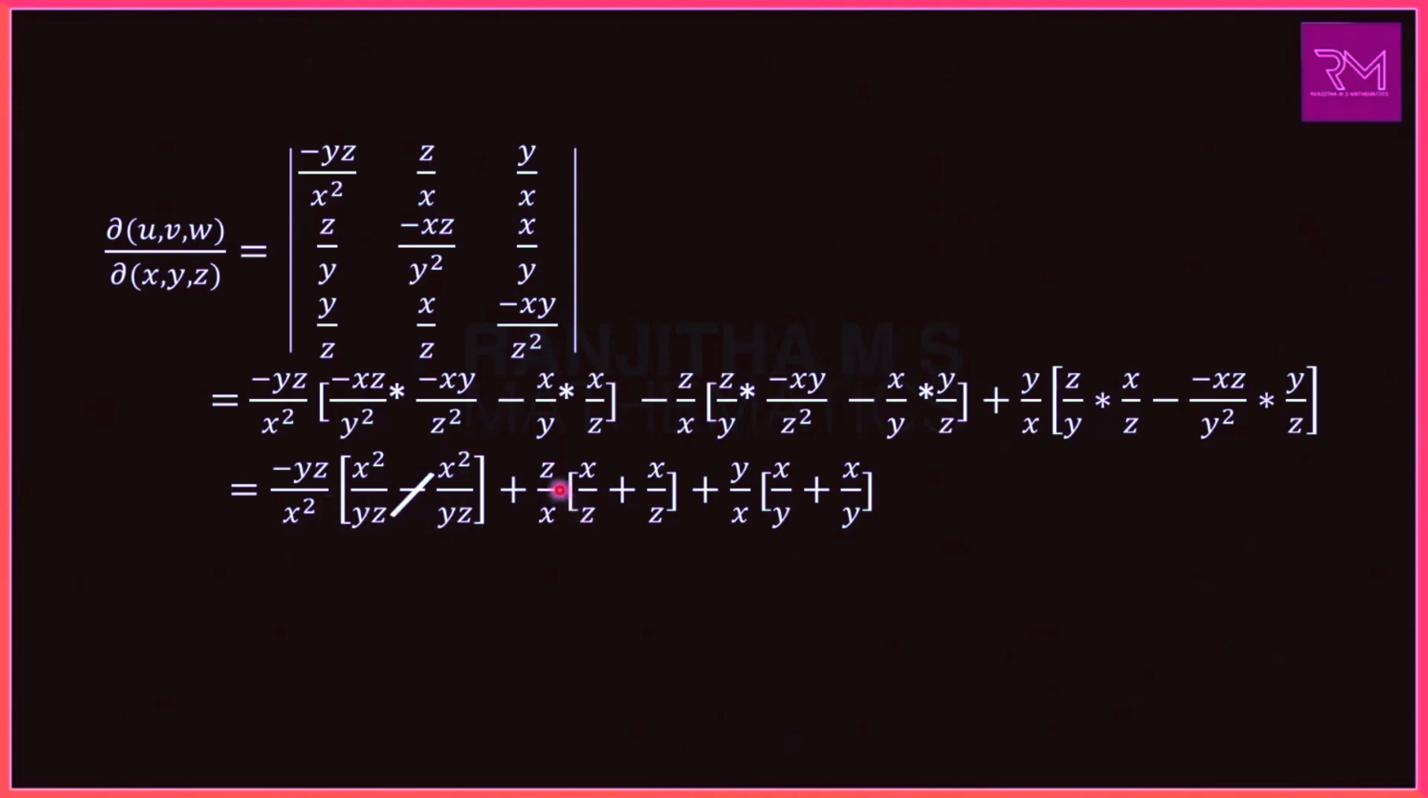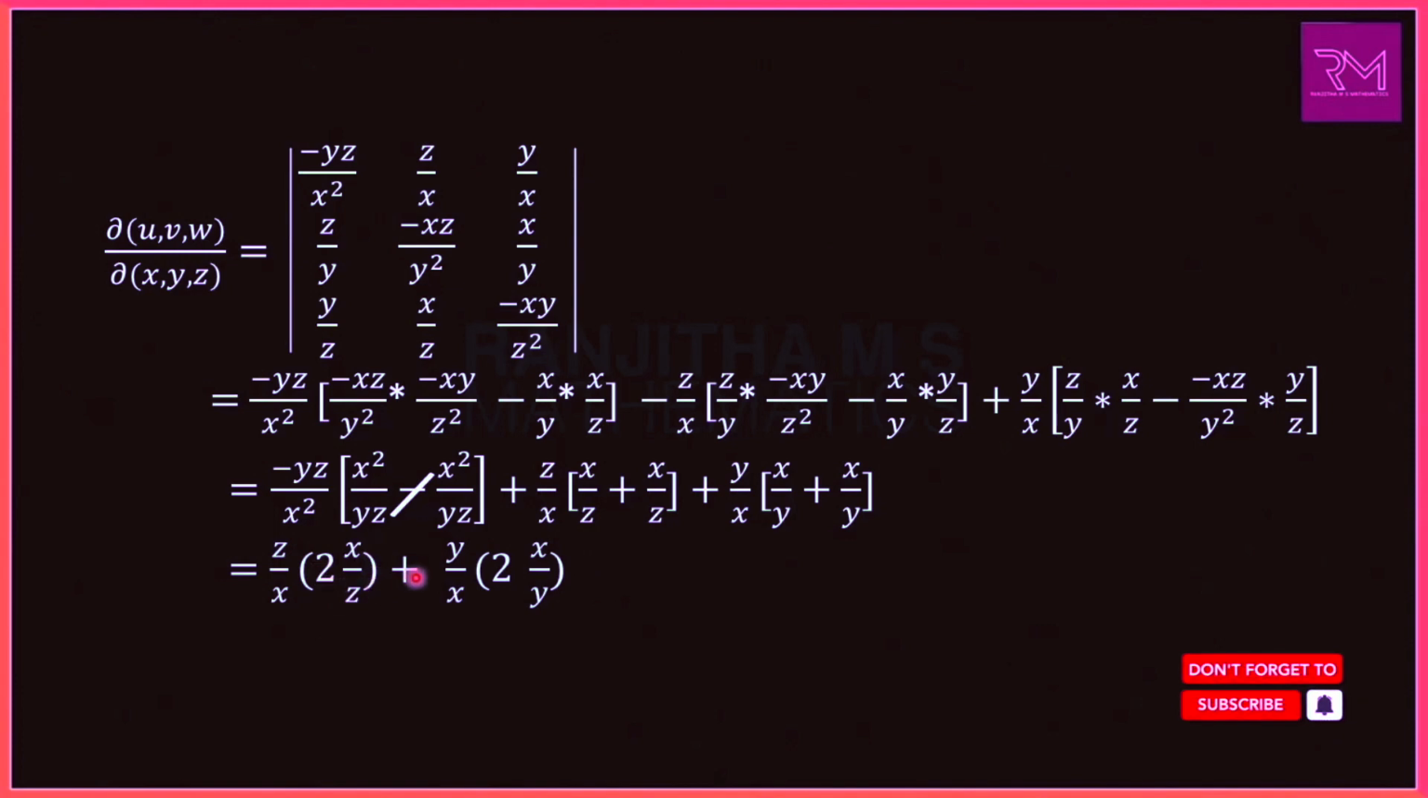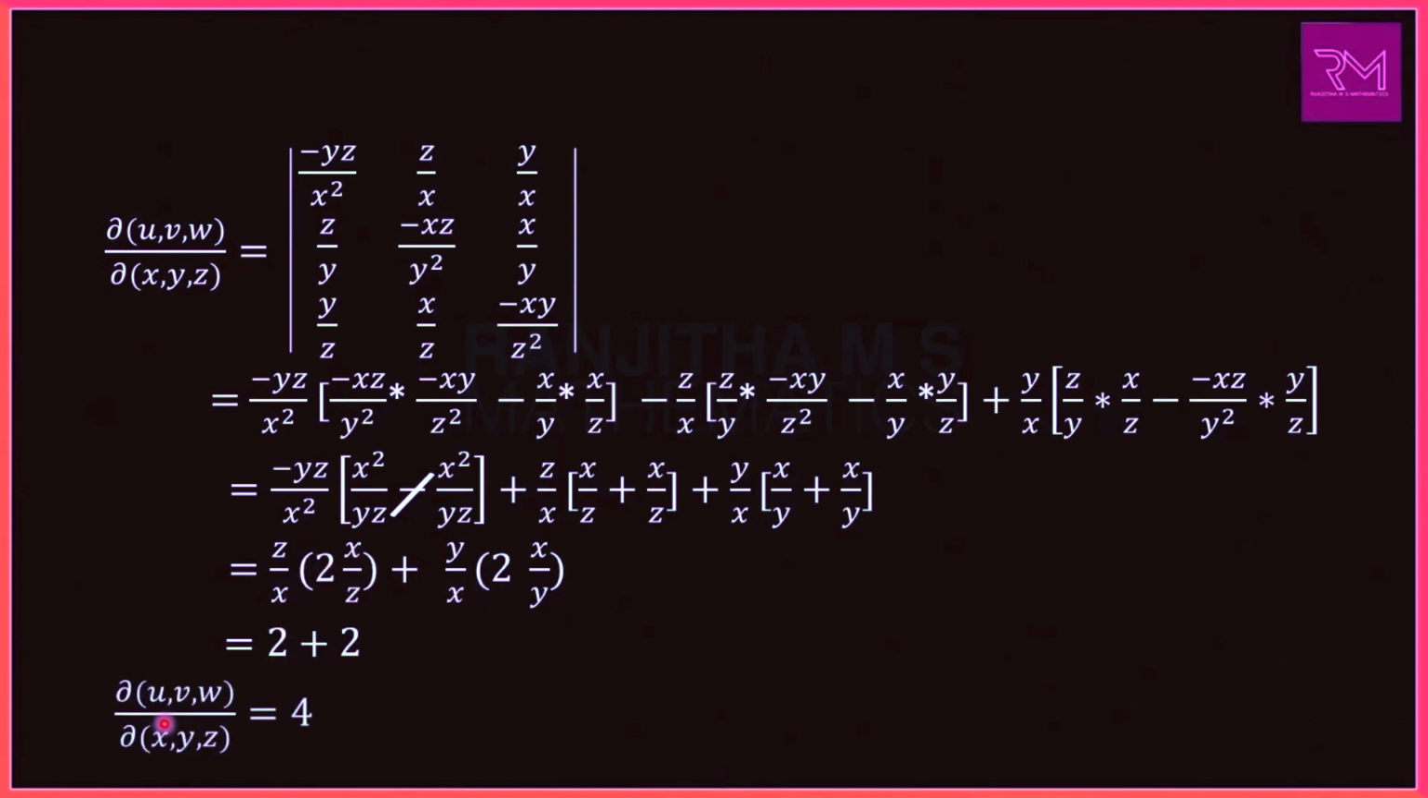The remaining is z by x into, here x by z plus x by z, we can write it as z by x into 2x by z, plus here also y by x into x by y plus x by y, we can write it as 2x by y. Here y gets cancelled, xs get cancelled. Here also zz gets cancelled, xs get cancelled. The remaining is 2 plus 2. Hence, we can conclude that ∂(u,v,w)/∂(x,y,z) has the value 4. This completes the problem.